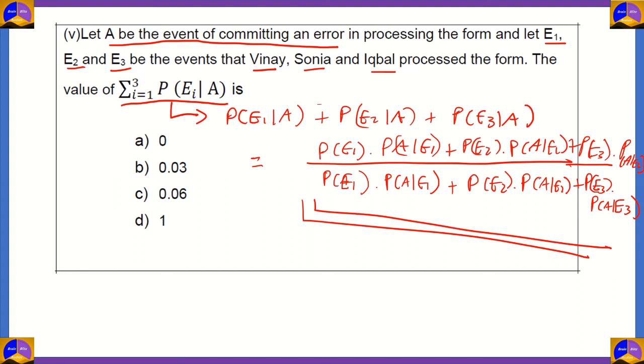So over here you can see that both the numerator and the denominator are the same. Numerator divided by denominator, when both are the same, is just equal to plain old 1. So option D, 1, will be our correct answer.